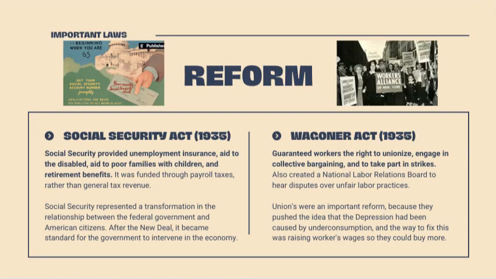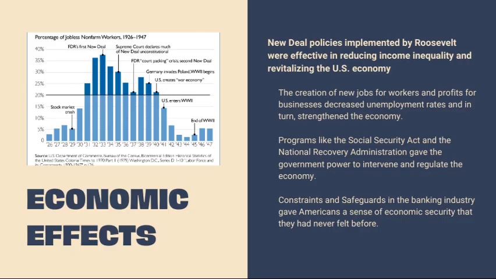To prevent future depressions, FDR created the Social Security Act and the Wagner Act, designed to reform and regulate the economy into the future. The Wagner Act allowed workers to protest and unionize against unfair labor practices. In turn, underconsumption would be decreased. The Social Security Act affirmed the fact that the government would be directly involved in the economy and the welfare of the people. The New Deal had many effects, but it mainly impacted the economy.